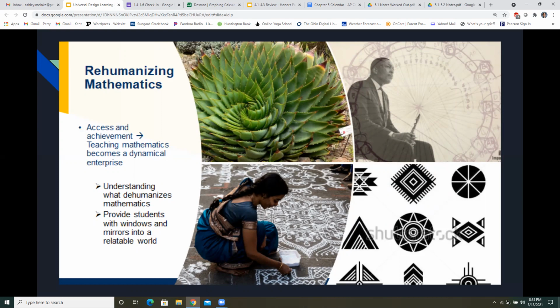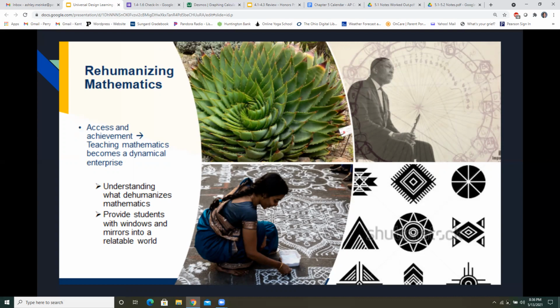So understanding what dehumanizes mathematics is important. And then providing students with windows and mirrors to a relatable world is even more important. I have depicted four different things in here on the right side. One of them is where mathematics appears in nature, and you can easily tie the growth in nature to mathematics. You can look at jazz. Mathematics gets used quite a bit in jazz music.